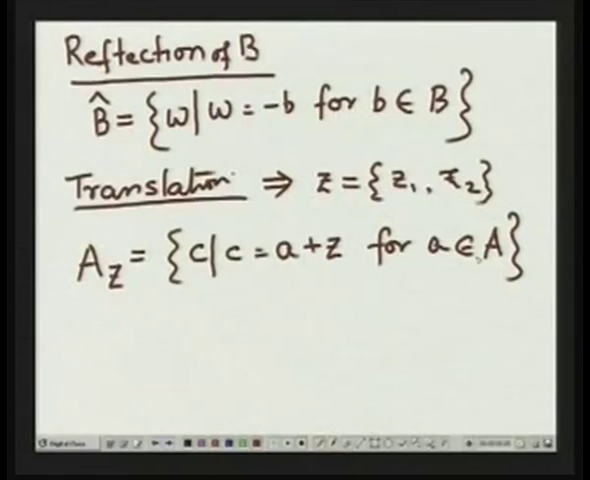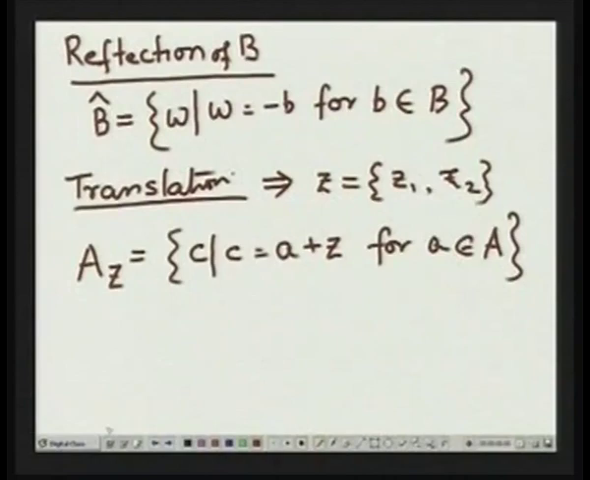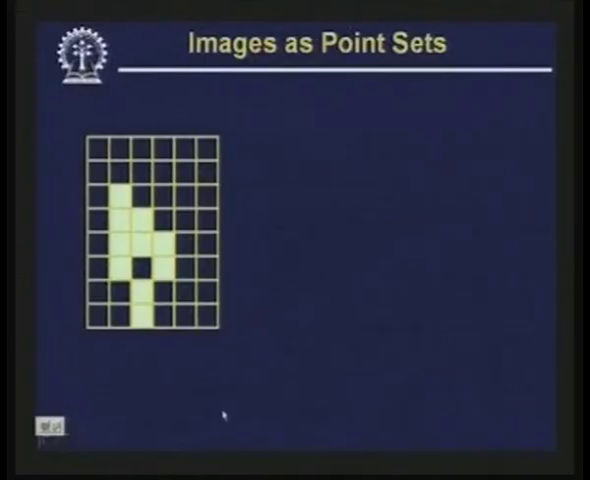Now, as we are considering point sets, and we know that in a two dimensional space a point can also be represented by a vector, a point set can also be said to be a set of two dimensional vectors. As we have said, all our morphological operations will be based on set operations, and some of the set operations usually used in morphological transformation we have just briefly described. Now, let us see what we mean by a morphological transformation.